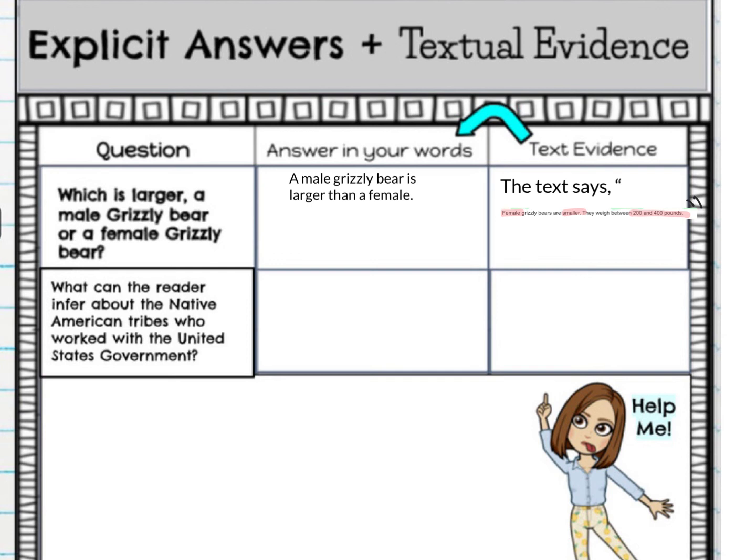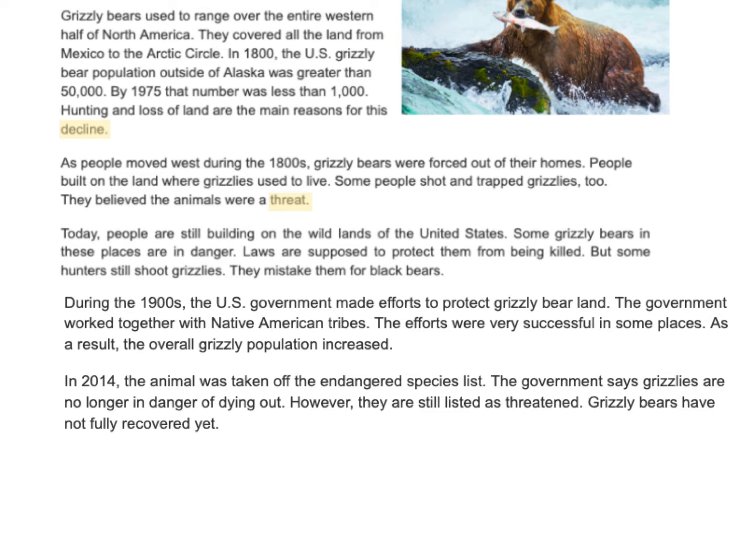I'm now noticing I have a second question. What can the reader infer about the Native American tribes who worked with the United States government? I'm going to go back to the text. I'm noticing as I go back to the end of the text, and I'm going to use my highlighter to find my answer. It says, the government worked together with the Native American tribes. The efforts were very successful in some places. As a result, the overall grizzly population increased.